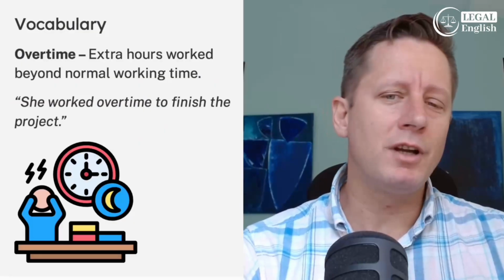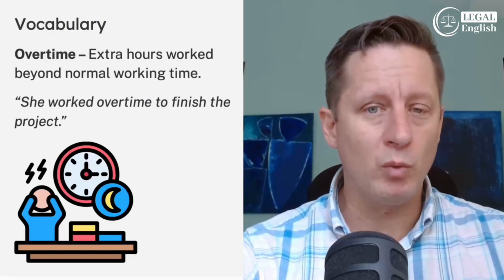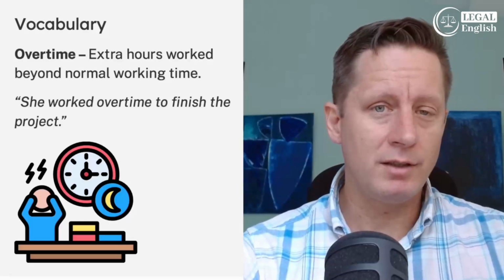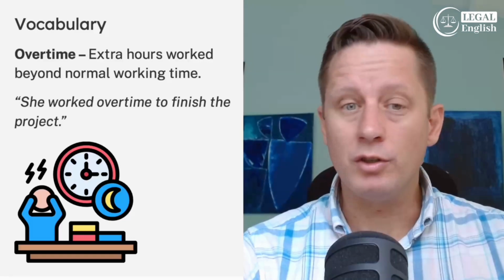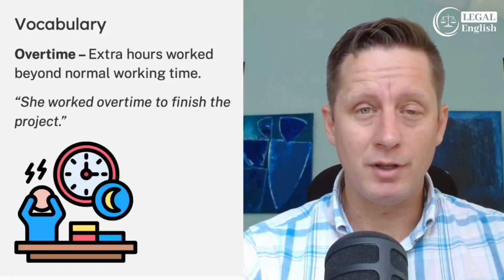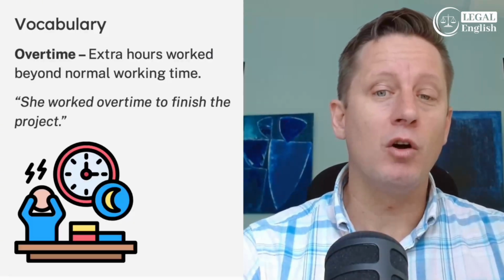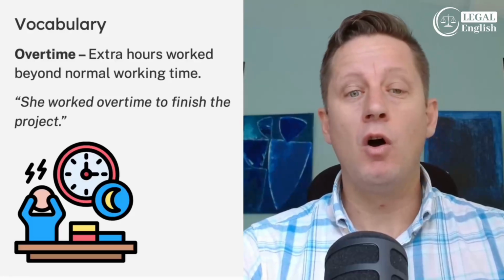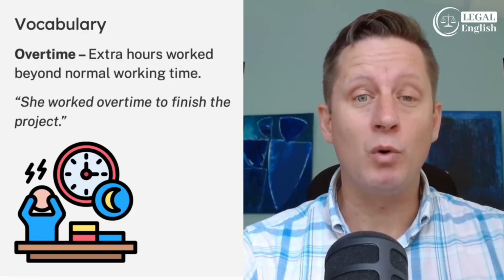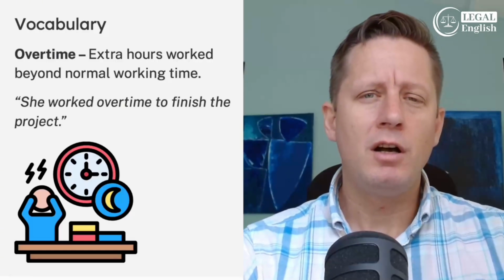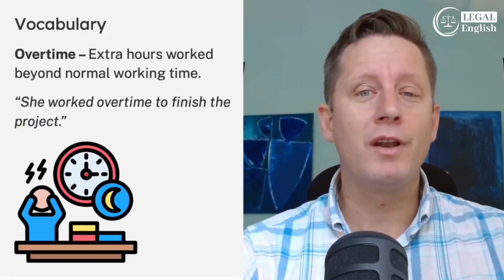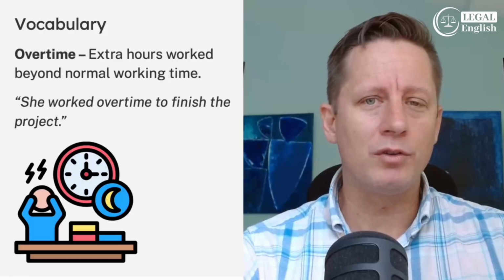Overtime means the extra hours a worker does after the normal work schedule. For example, she worked overtime to finish the project. Imagine a factory worker normally works 40 hours per week. One week, he works 50 hours. The 10 extra hours are overtime. In many countries, overtime must be paid at a higher rate, sometimes 1.5 or 2 times the normal wage. Lawyers often explain overtime rules to workers and employers so that everyone knows when extra hours must be paid.